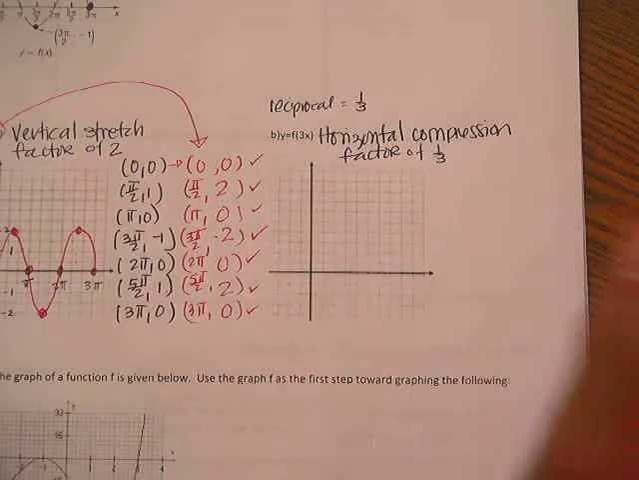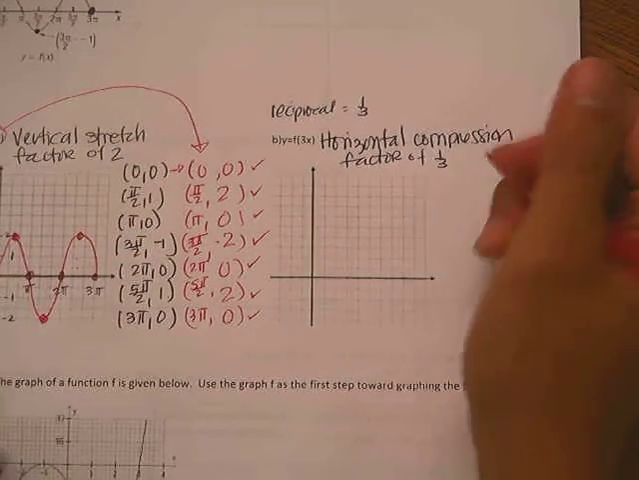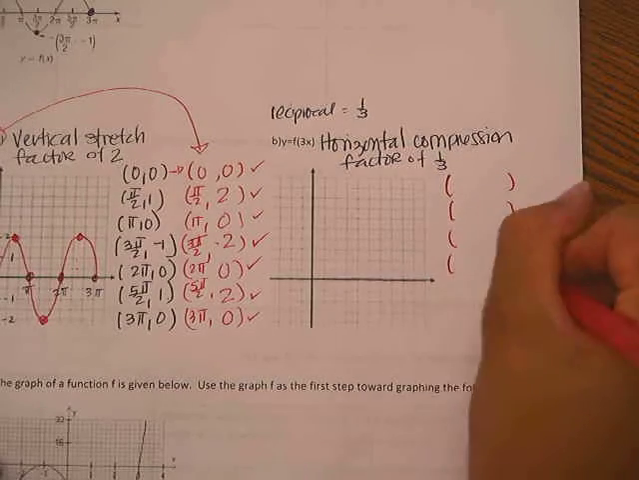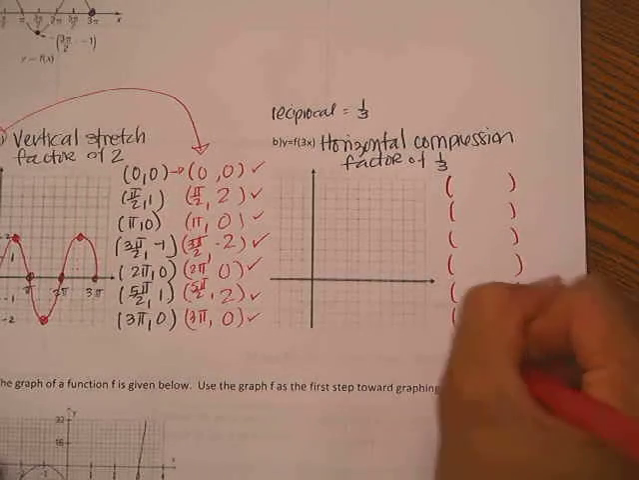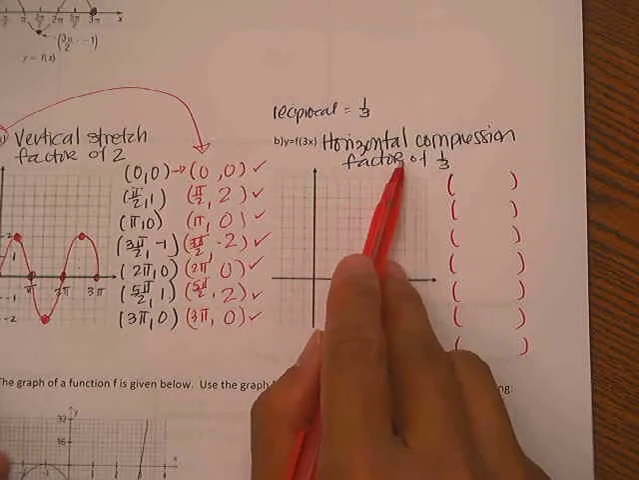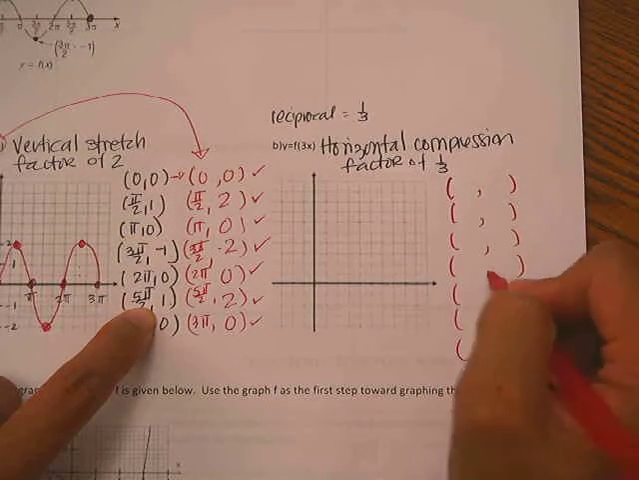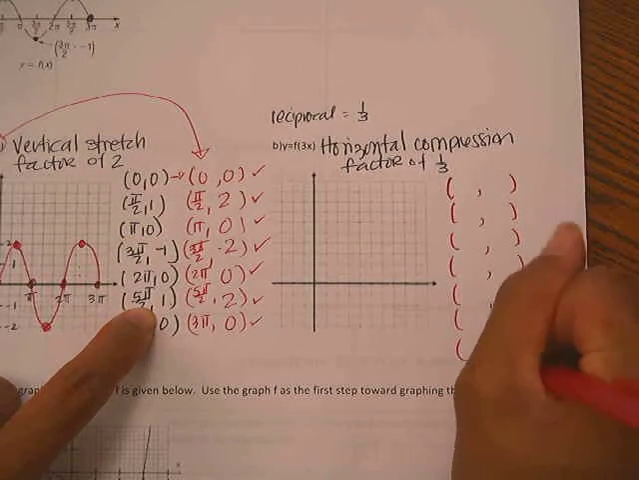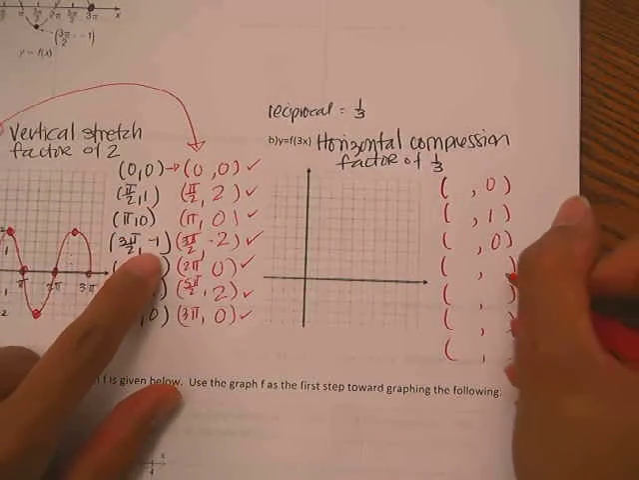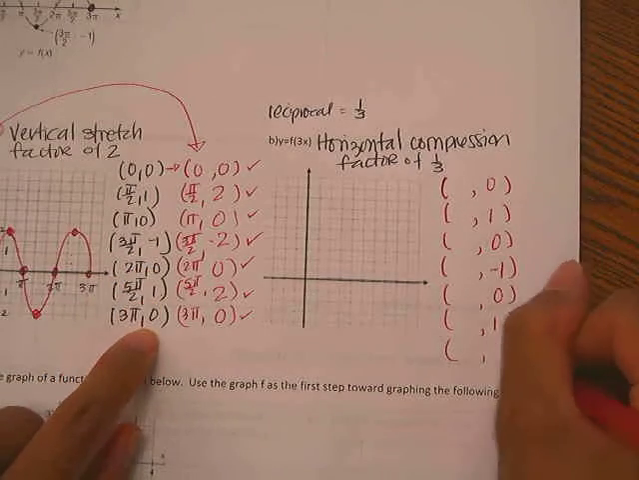So I'm going to copy the dots again. Let's see, 1, 2, 3, 4, 5, 6, 7. I have 7 dots, so let's write 7 parentheses. 1, 2, 3, 4, 5, 6, and 7. Okay. Because only the horizontal is going to change, I'm just going to copy all the y values without changing it. All right. Okay, so the y values are 0, 1, 0, -1, 0, 1, and 0.